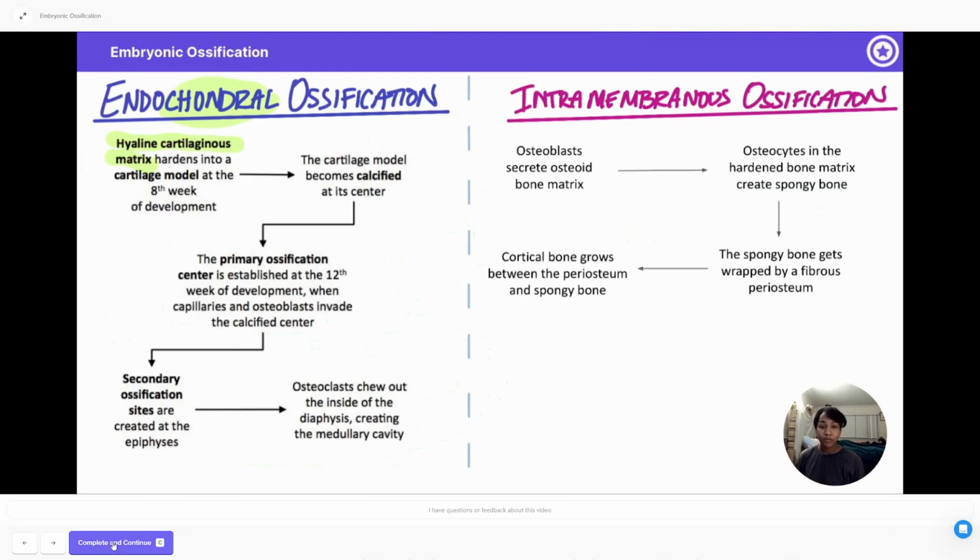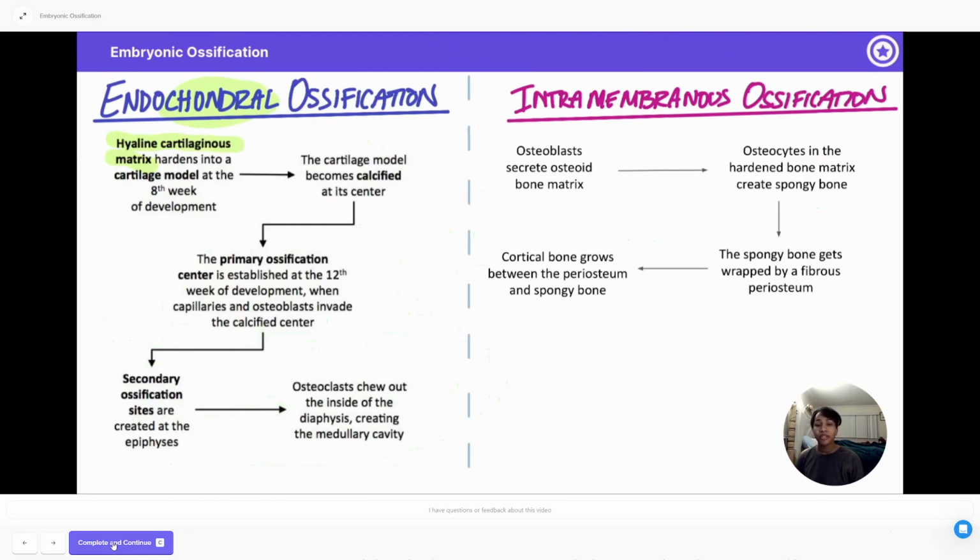So we get that hyaline cartilage model and it starts to calcify, forming a little bone collar as well as some bone being formed in the very center of that model. Next, the primary ossification center pops up at around the 12th week of development, and this is when we start to get the osteoblasts really going with building bone, as well as the appearance of blood cells within that inner cavity. Secondary ossification takes place a little bit later once those osteoblasts reach the epiphyses of the long bone, and they start to make spongy bone within that cavity. And lastly, osteoclasts are then going to chew out the bone that was made in the center of the diaphysis and create the medullary cavity where bone marrow is going to be stored.